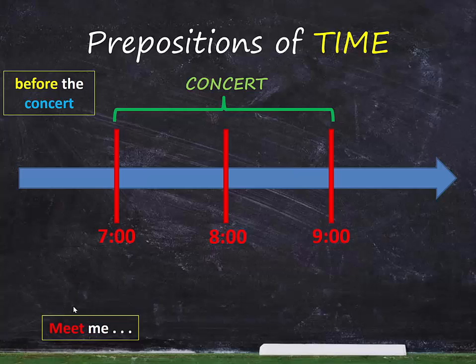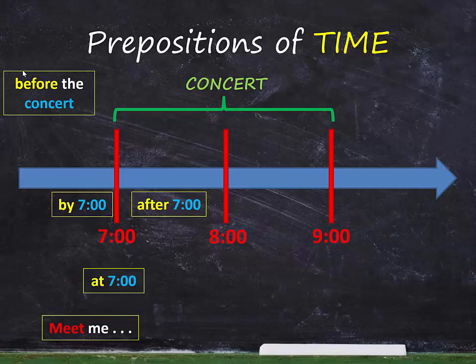What is the object of the preposition? Meet me before what? The concert. So concert is the object of the preposition. Before the concert is the entire prepositional phrase. When else could your friend meet you? By 7 o'clock, at 7 o'clock, after 7 o'clock, or even after the concert.